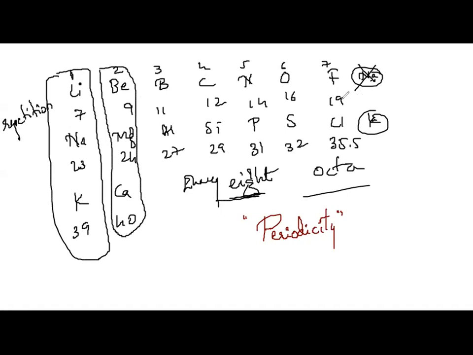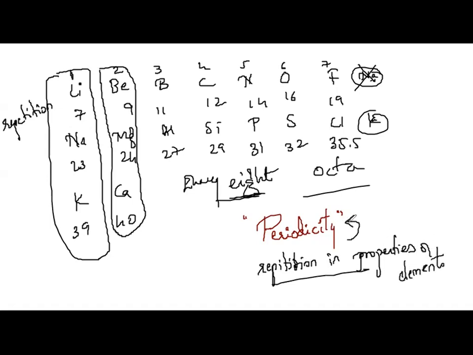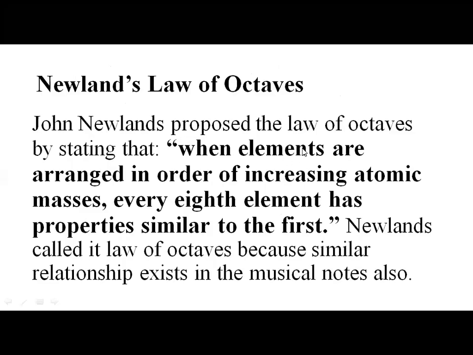So when he wrote, every eighth element showed similar properties with the first one. So there was what? There was repetition. Repetition in what? Repetition in the properties of the elements. And that repetition in the properties of elements is termed as periodicity. So it was Newland who for the first time introduced the beautiful term, that is periodicity.